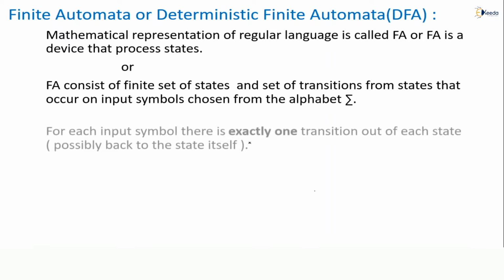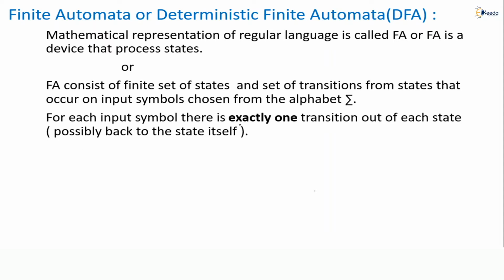Next, for each input symbol, there is exactly one transition out of each state, possibly back to the state itself. So what I'm trying to say is, in an FA, for each input symbol, exactly one transition should be there. Are you getting my point? So how many alphabets if you take?